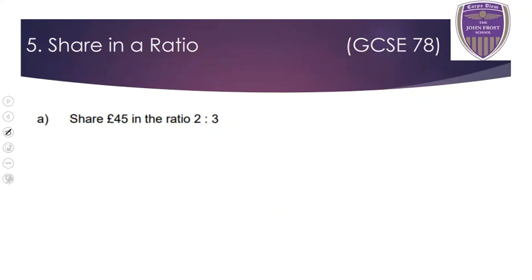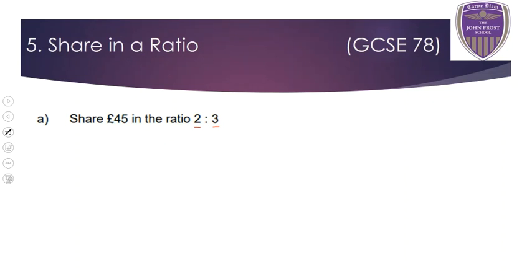moving on then. Okay, ratio. So sharing in a ratio. This stuff now will be non-calculated. Okay, so sharing in a ratio. Share £45 in the ratio 2 to 3. Okay, so this person's getting 2 parts of it. This person's getting 3 parts of it.